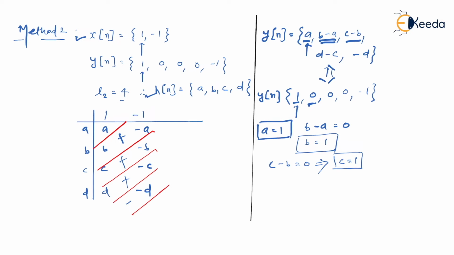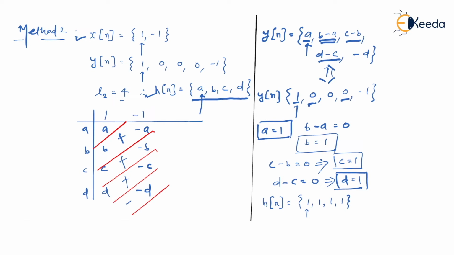And last, I can compare d minus c with this element. So d minus c is also equal to 0. Value of c is 1. So value of d is also equal to 1. So if you remember, our assumption says h of n is a, b, c, d. Having h of 0 position here, I'll get 1, 1, 1, 1, 1. Is that right? So this is the another method to get h of n. So you can choose the method with which you are more comfortable. Let us move to the next question.